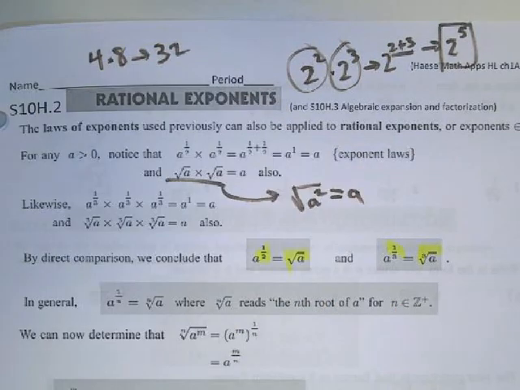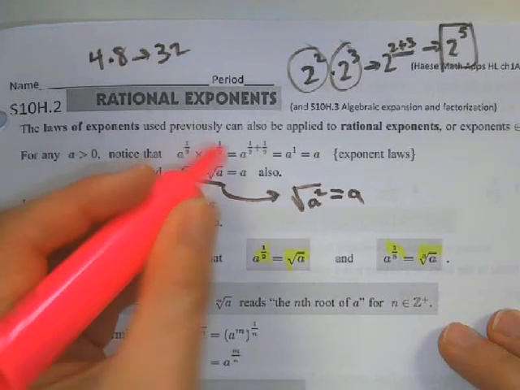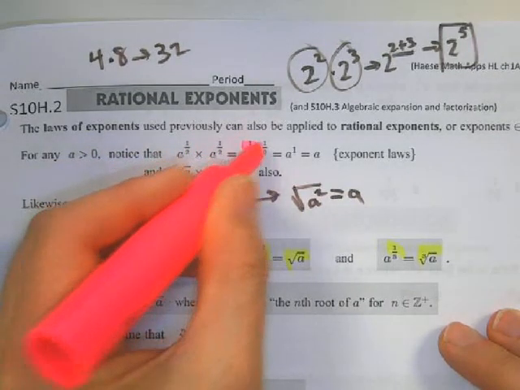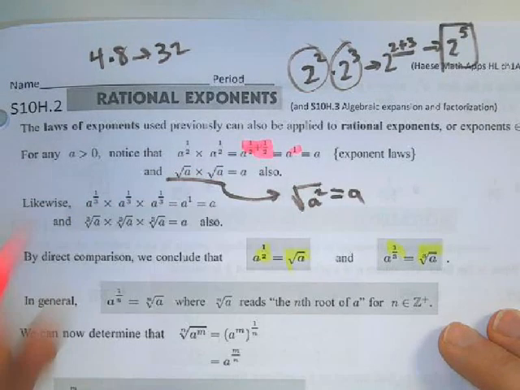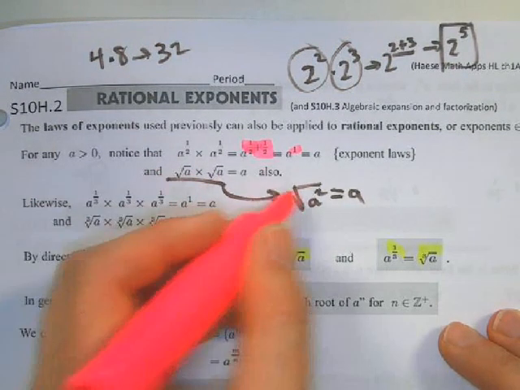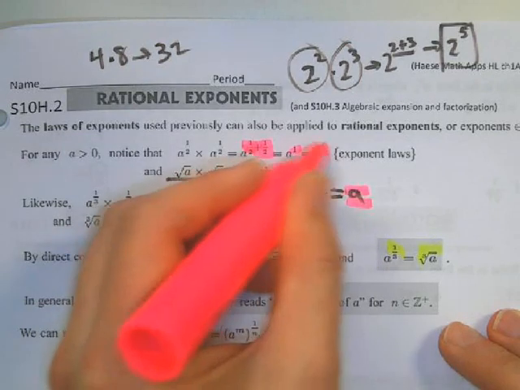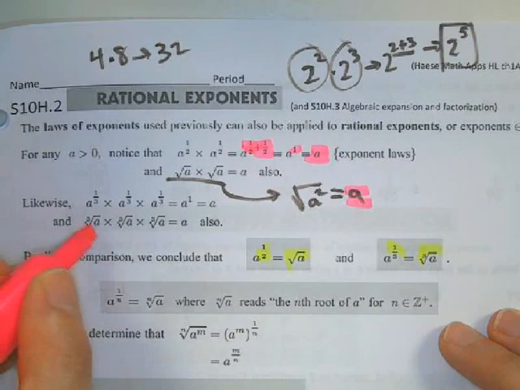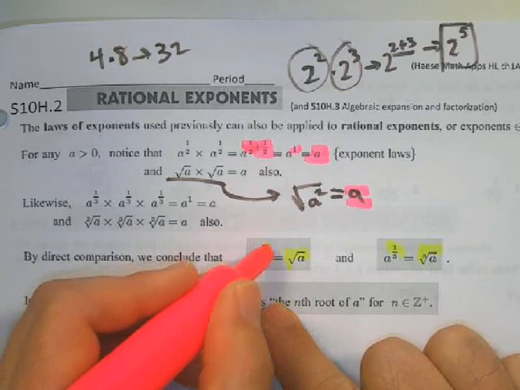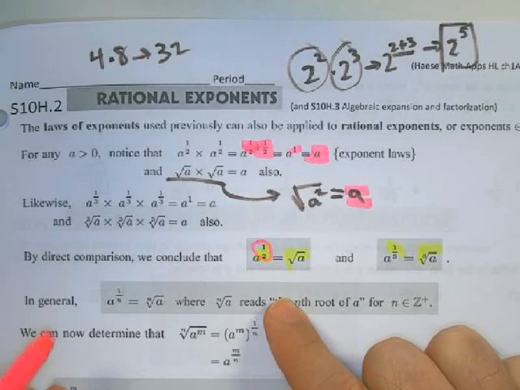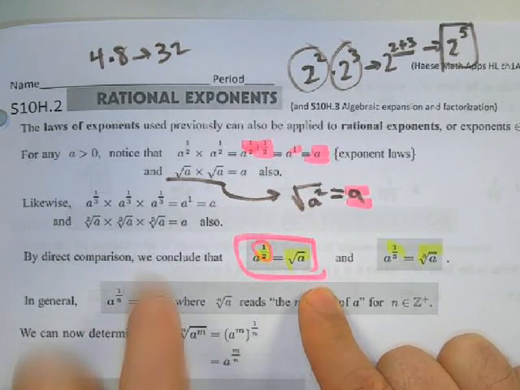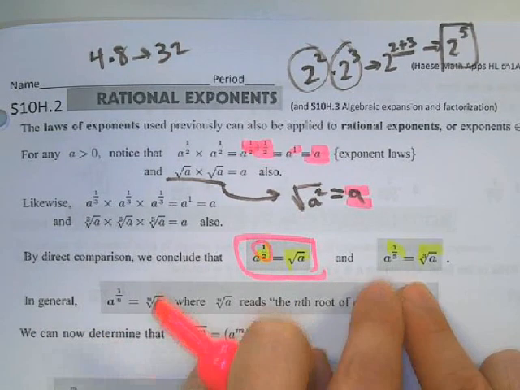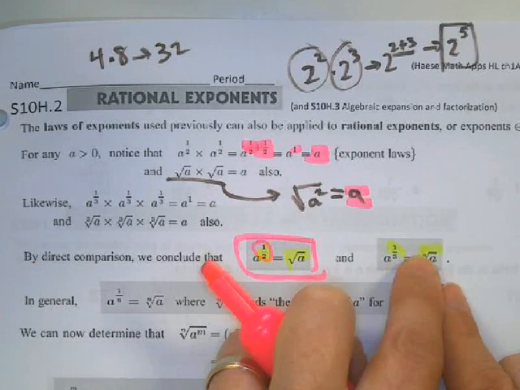So what we're trying to show is that if I've got a power of 1/2 plus a power of 1/2, that gets me the power 1, and this also gives me a. We can rewrite a to the power of 1/2 as the square root of a. Also, in the same way, a to the power of 1/3 is the same thing as the cube root of a.